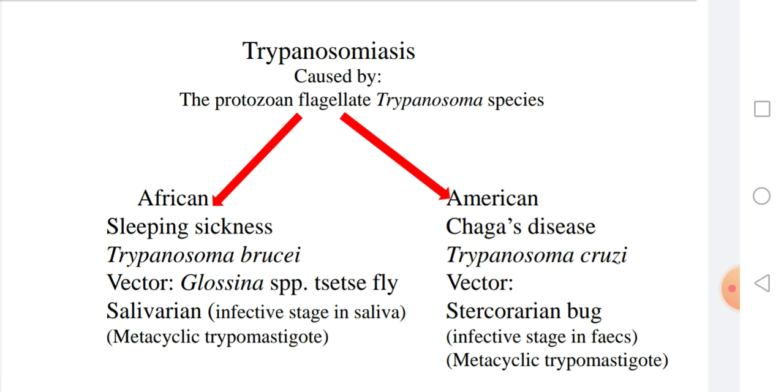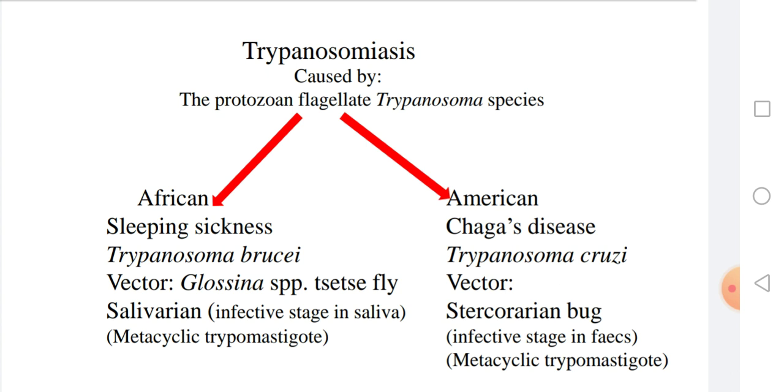It is caused by Trypanosoma brucei. The vector is the Glossina species, also known as tsetse fly. This fly is a salivarian one, that is to say the infective stage is found in saliva. The infective stage is the metacyclic trypomastigote.